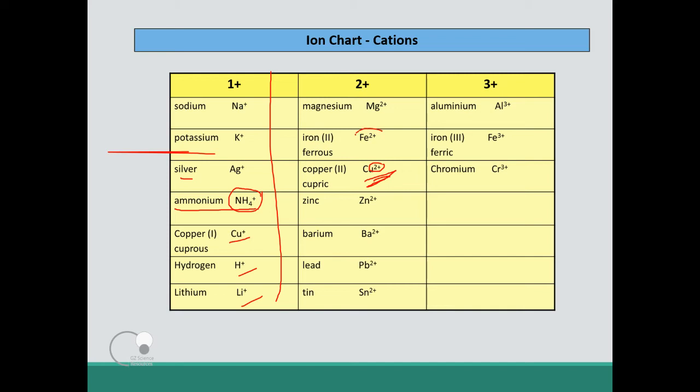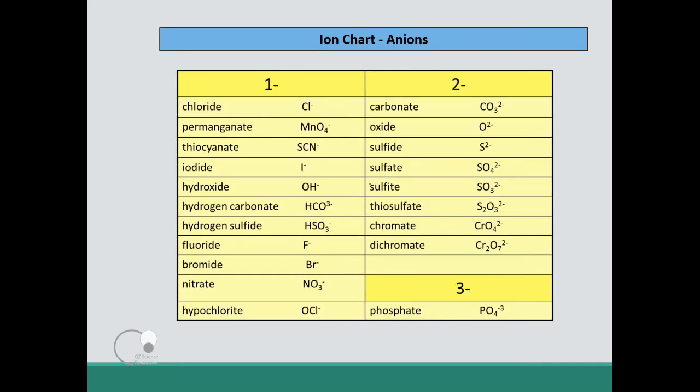And we've got magnesium. Iron, Fe2 plus, also has a version of Fe3 plus. And then we've got zinc, barium, lead. So all of these ones in this column have lost 2 electrons to form an ion with a +2 charge. And then aluminium, iron 3 and chromium have all lost 3 electrons to form an ion with a charge of +3.